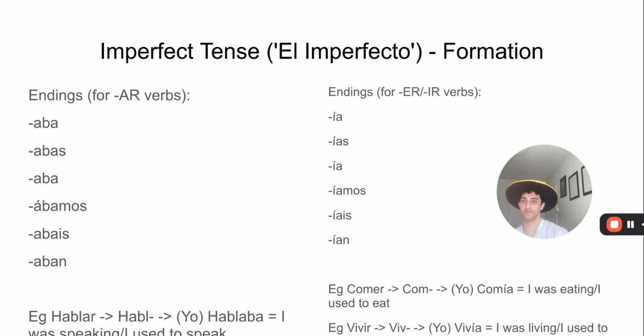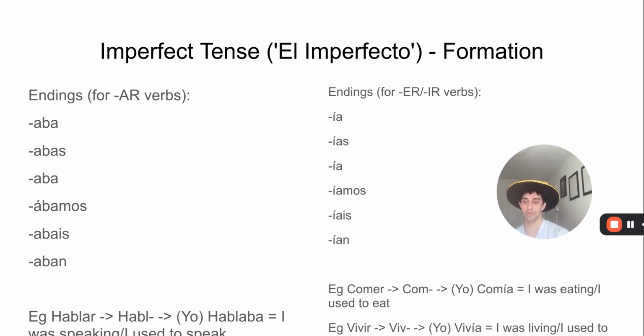The first set on the left-hand side is the set of endings for AR verbs only. So for verbs whose infinitives end in AR. And those endings are aba, abas, aba, ábamos, abais, aban.